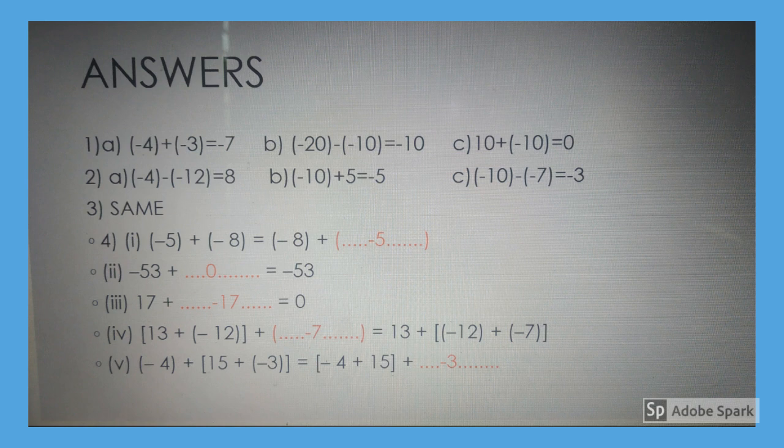Okay, did you get the third one? Yeah, same. Okay, so guys, if you have any doubts at all, please leave them in the comment section below.